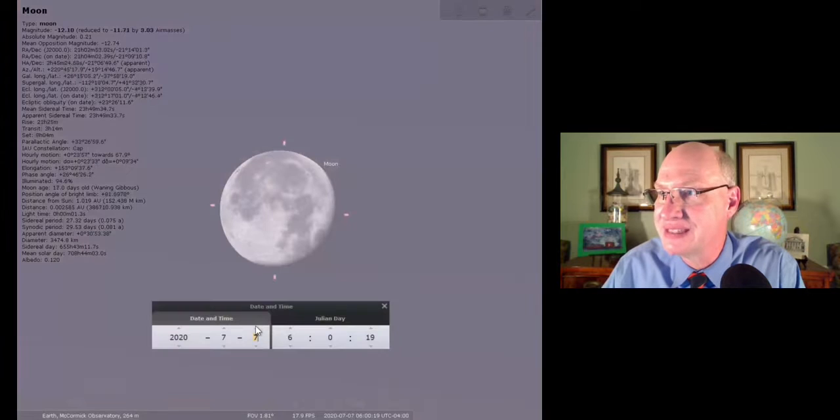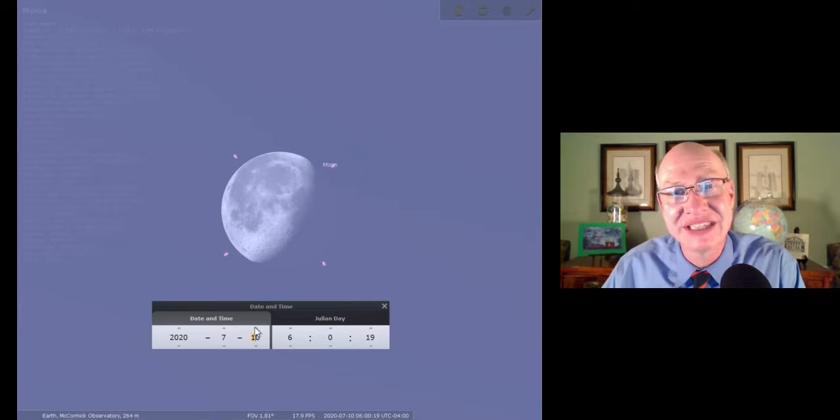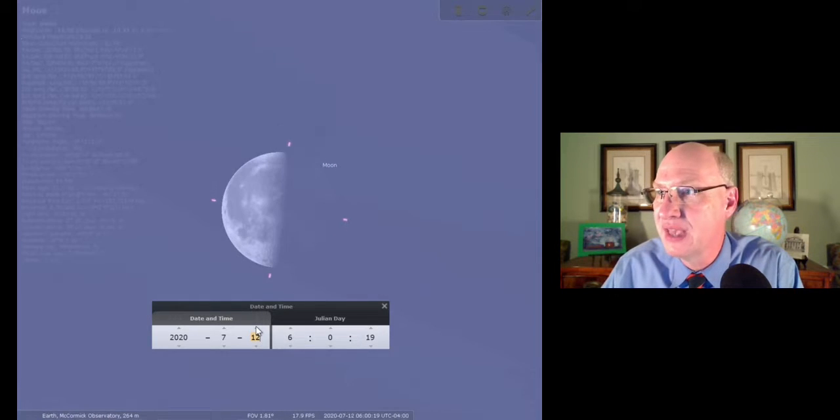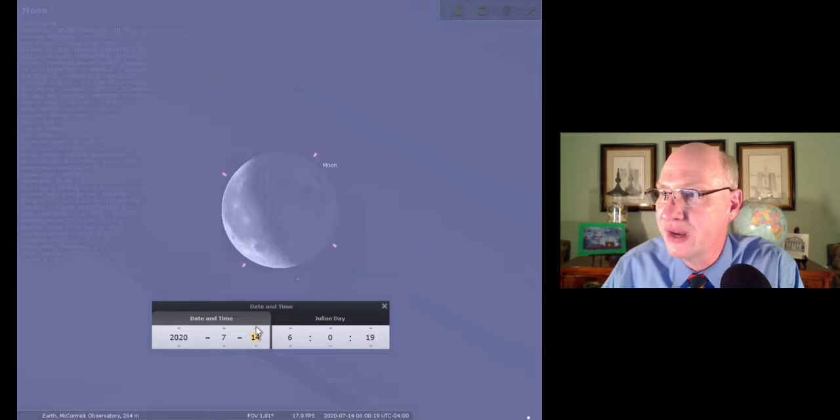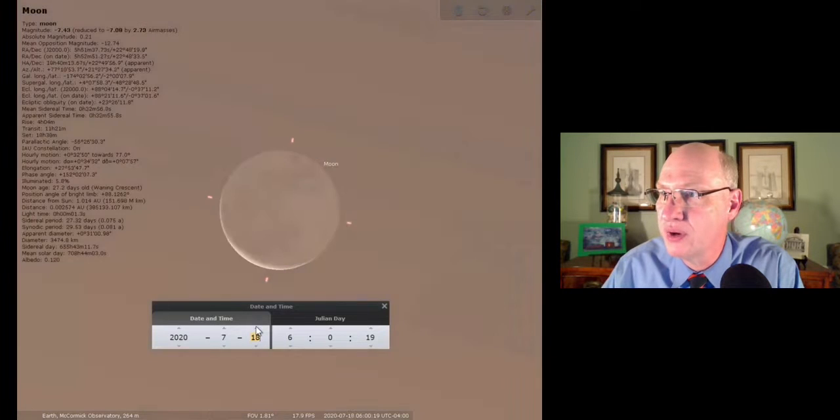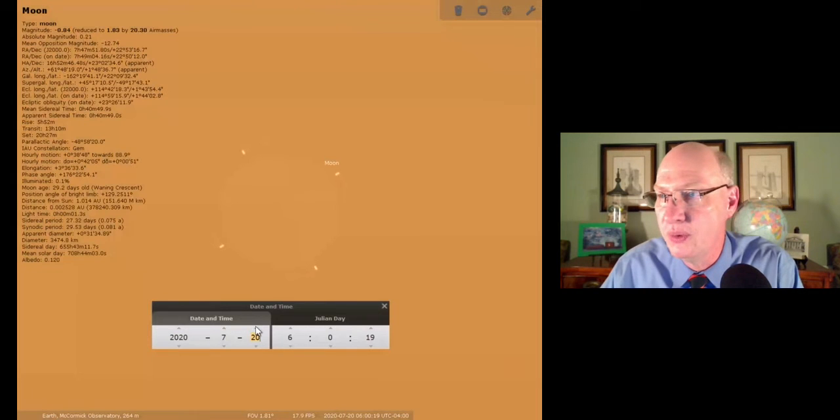So here's July 7th, 8th, 9th, 10th. We're obviously in the waning phases. It's getting smaller. It's waning gibbous, and that's almost the first quarter right there. That's a little past the first quarter, so this is a waning crescent, and then it gets smaller and smaller until July 20th when we end up with the next new moon.